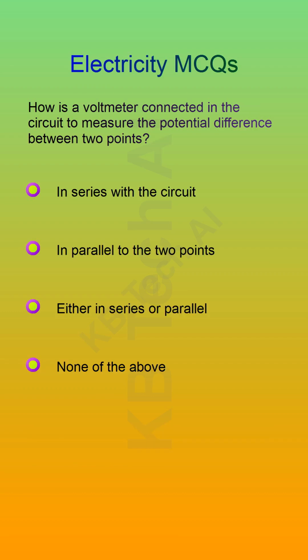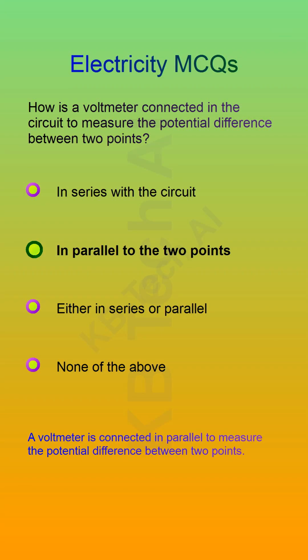How is a voltmeter connected in the circuit to measure the potential difference between 2 points? Option 1, in series with the circuit, option 2, in parallel to the 2 points, option 3, either in series or parallel, option 4, none of the above. The answer is option 2, in parallel to the 2 points.